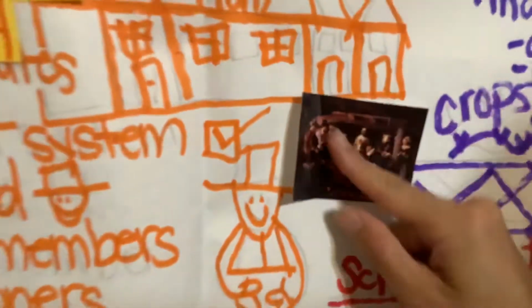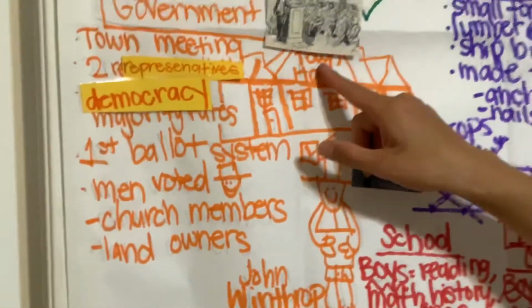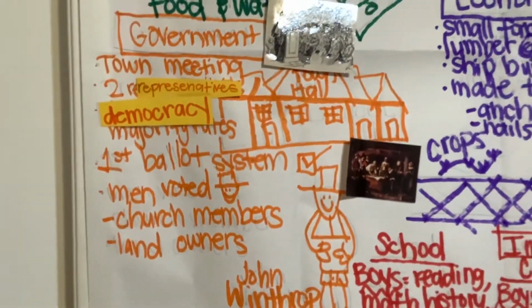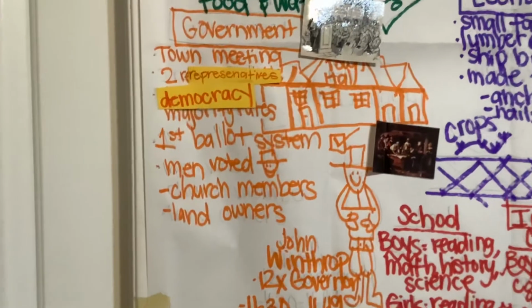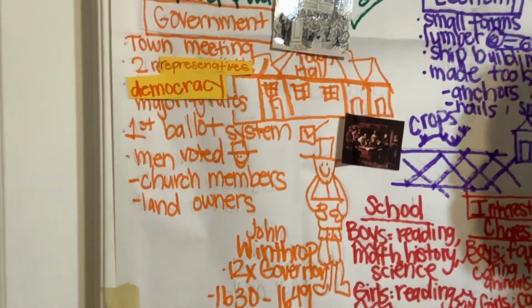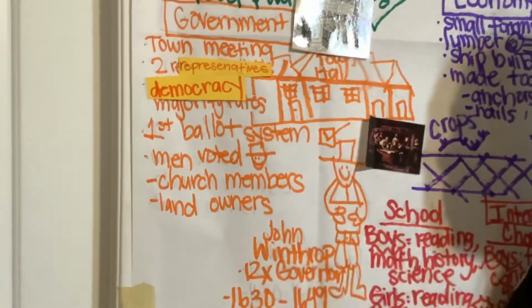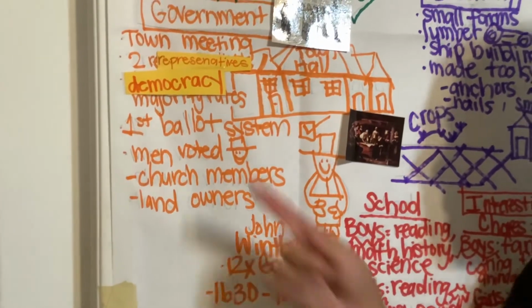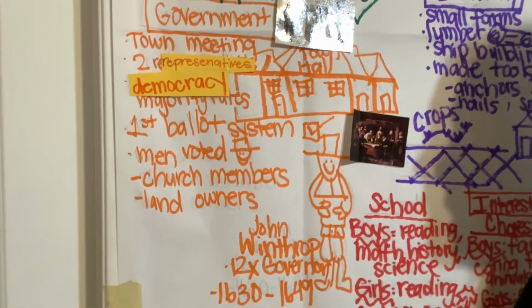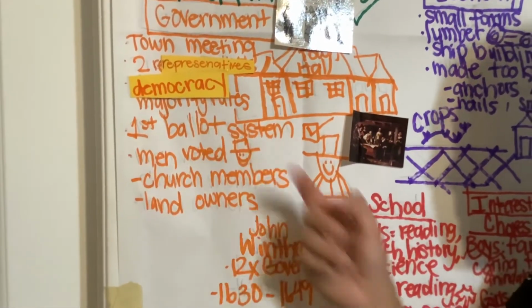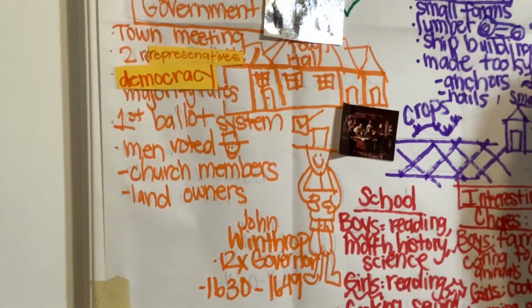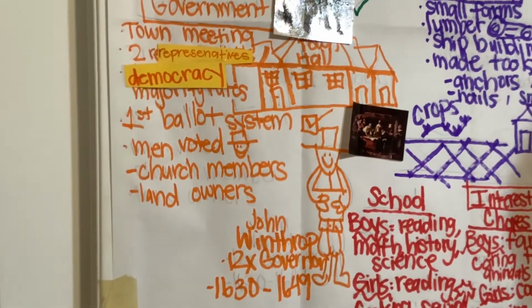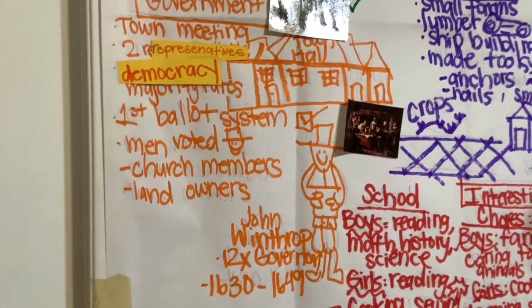So they would meet in their town hall. Read this with me. Town hall. Now, they would meet with their majority rule to make these decisions, and they had the first ballot system. Read this with me. First ballot system. So the ballot system was used to vote, but only men were allowed to vote.